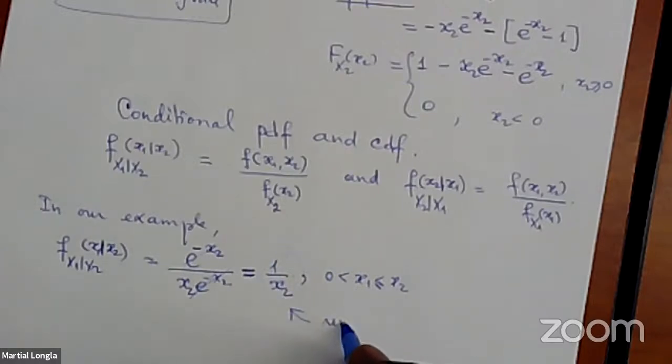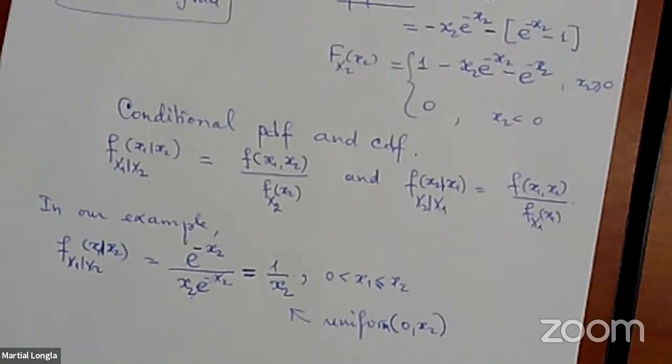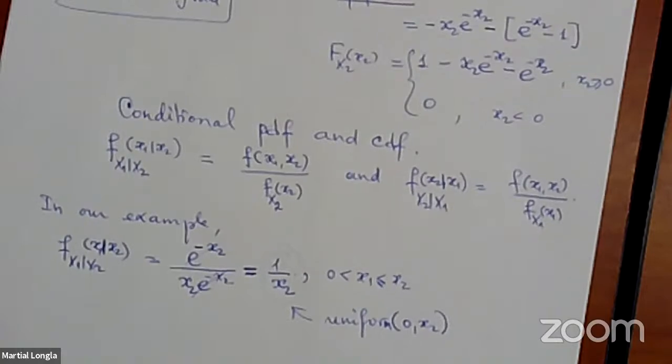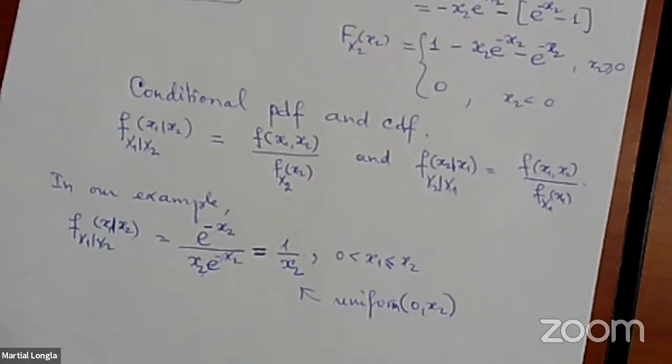So this is uniform on (0, x2). The uniform distribution on (0, x2) assigns the value 1 over x2 to everything. Remember, I think in our first or second lecture I defined the uniform distribution on the interval (a, b). If you read that, you will see that this is exactly what you obtain for the interval from 0 to x2. And that's the conditional distribution of x1.